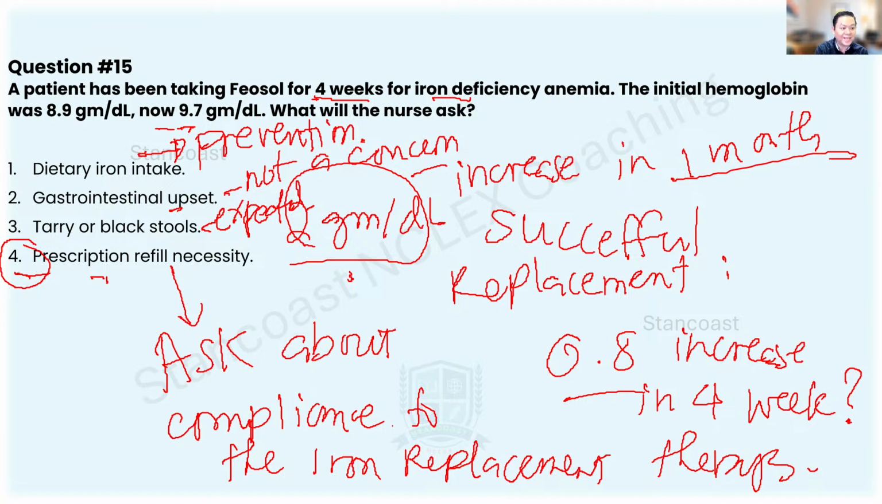So the correct answer here for number 15 is 4. Ask about the prescription refill. And yes, orange juice, vitamin C, those are the drinks that will facilitate the absorption of the oral iron supplement.